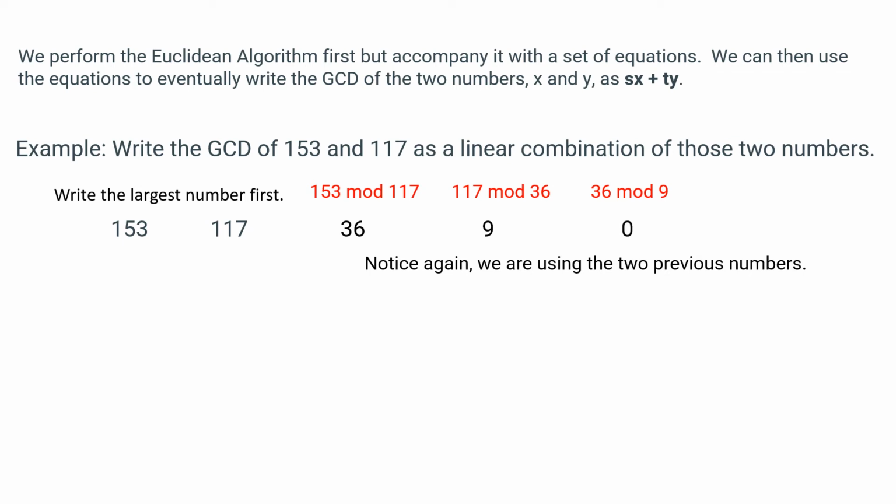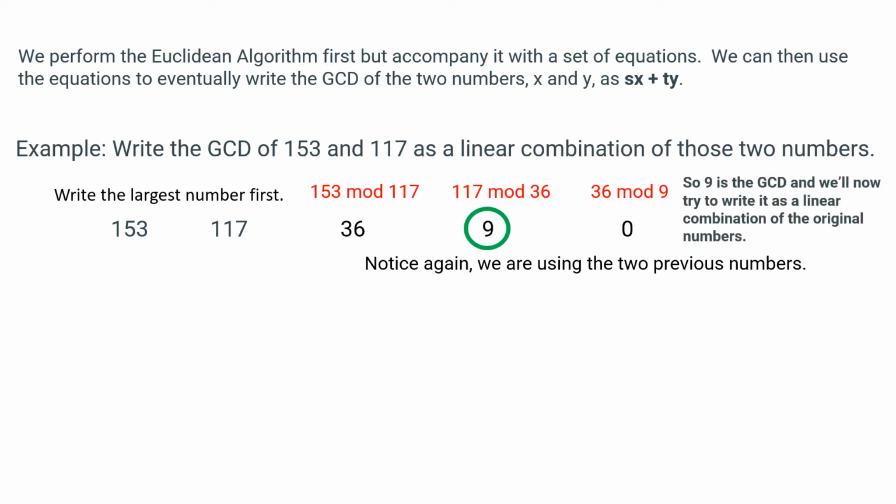And we know that we can then step back. The number we got previous to the 0 is our GCD. So 9 is our GCD. That's what we've already learned, and we know how to do that. But remember, what we're doing now is not just finding that GCD, but writing it as a linear combination of 153 and 117. So that's what we need to do.